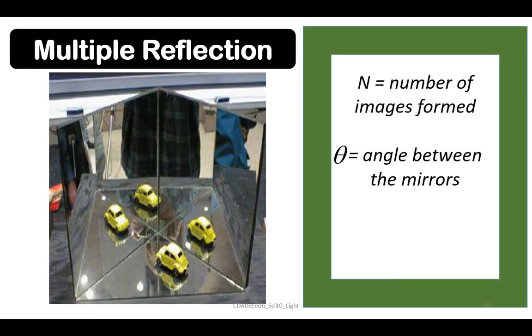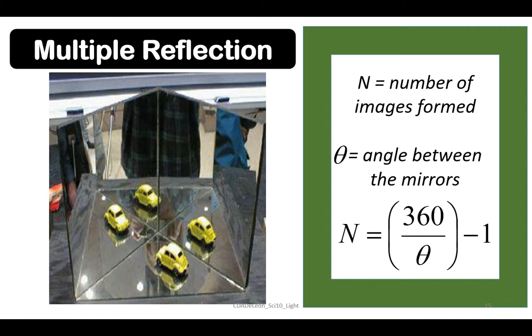Now in continuation, n is the number of images formed, while theta is the angle between the mirrors. So that is the formula.